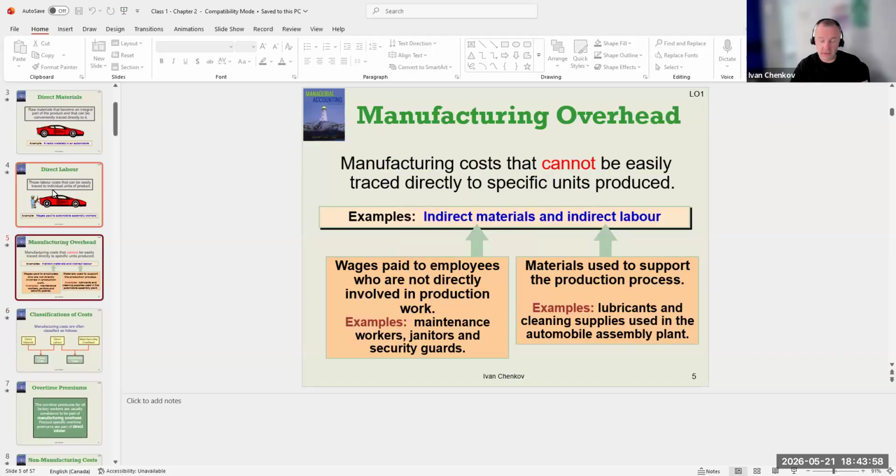Besides the indirect material and indirect labor, we're also going to have some other costs which are related to utilities, rent, security, insurance, depreciation, and all those different types of costs which are related to the production of the product, but cannot be easily or directly identified.